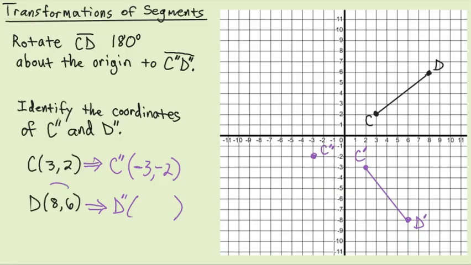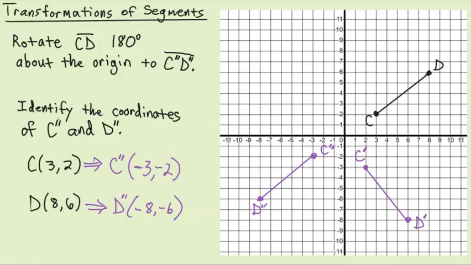And then D was 8, 6, so 8, 6 is going to become -8, -6. So we're going to go to -8, then down to -6. And let's see, that's right here. So that's D double prime. And now we just connect the 2 points with a segment. And this is a 180 degree rotation of the segment CD.